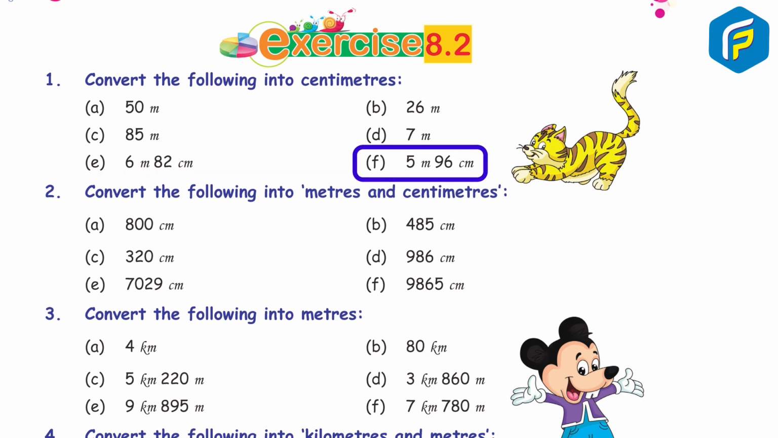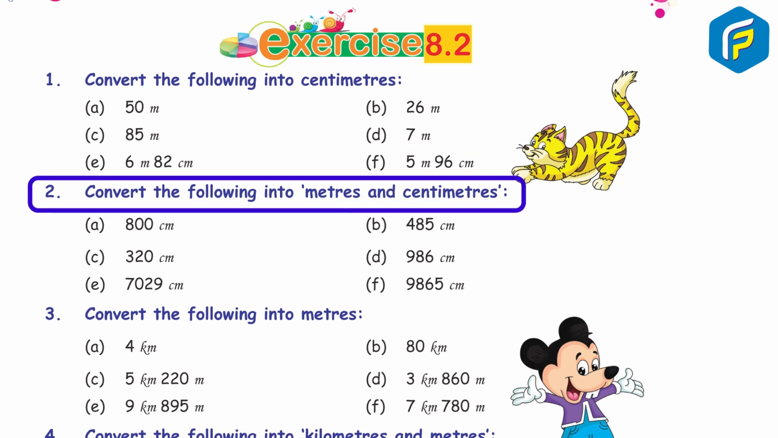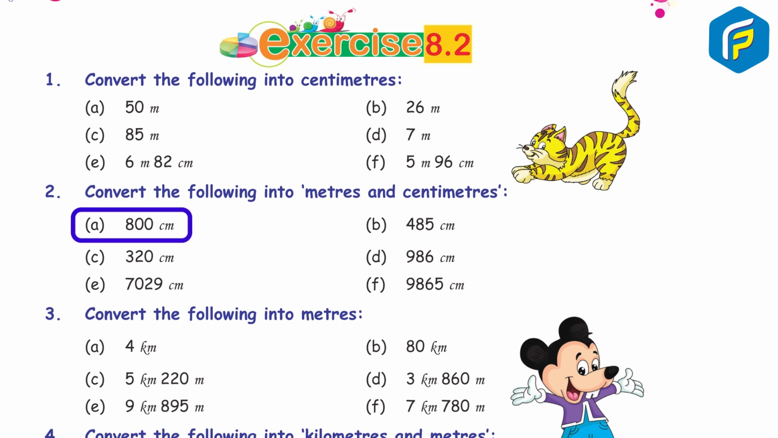F. 5 meter 96 centimeter is 500.96 centimeter. Question 2. Convert the following into meters and centimeters. A. 800 centimeter is 800 meter. B. 485 centimeter is 48.5 meter. C. 320 centimeter is 3.2 meter. D. 986 centimeter is 9.86 meter. E. 7029 centimeter is 70.29 meter.